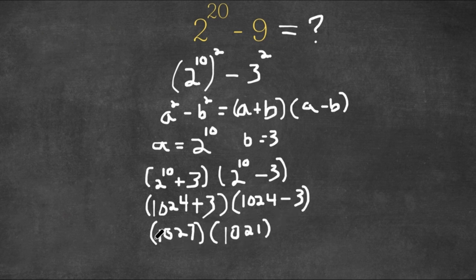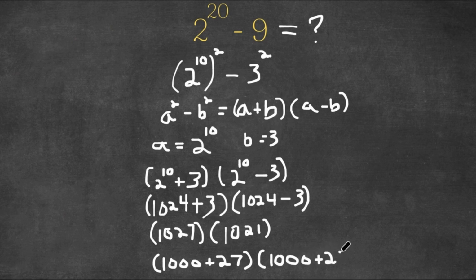Now what we're going to do is we're going to rewrite 1027 as 1000 plus 27, times 1000 plus 21. Now what we're going to do is we're going to distribute. So we're going to do 1000 times 1000, 1000 times 21, 27 times 1000, and 27 times 21.